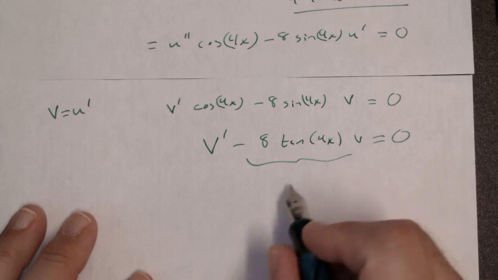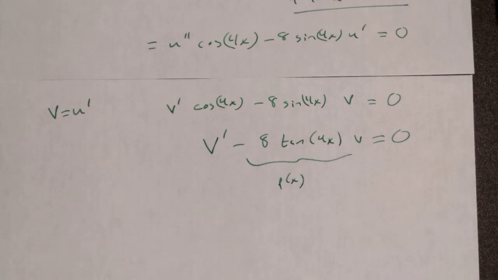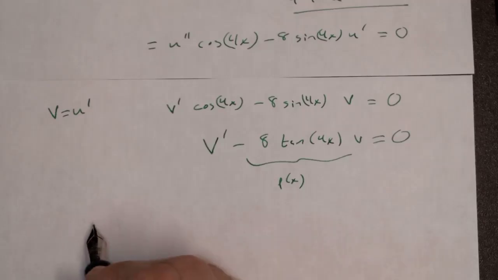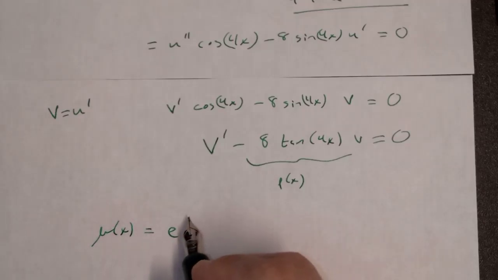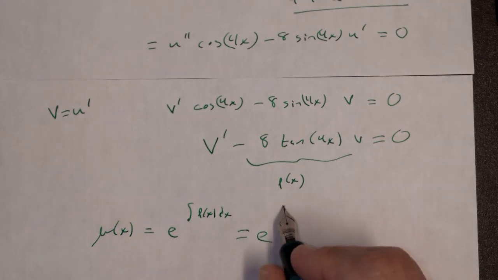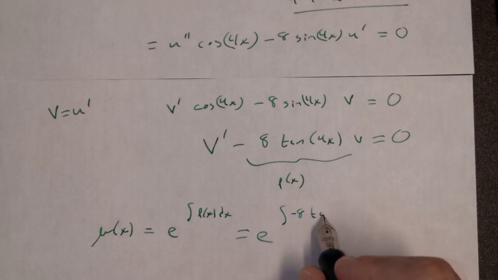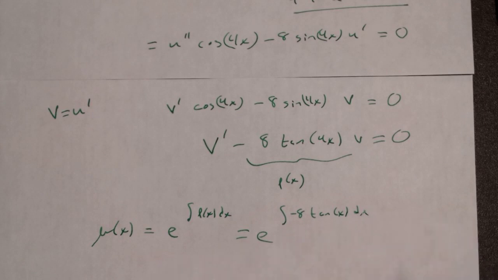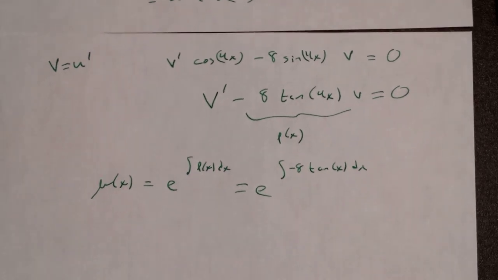So this is p of x, and I need my integrating factor. My integrating factor, mu of x, is e to the integral p of x dx. So I need e to the integral of negative 8 tangent of x. It's not wrong. It's just ugly. It's the integral of tangent.